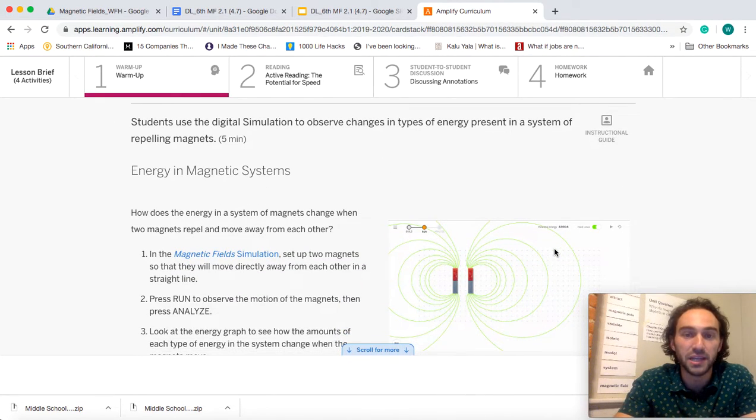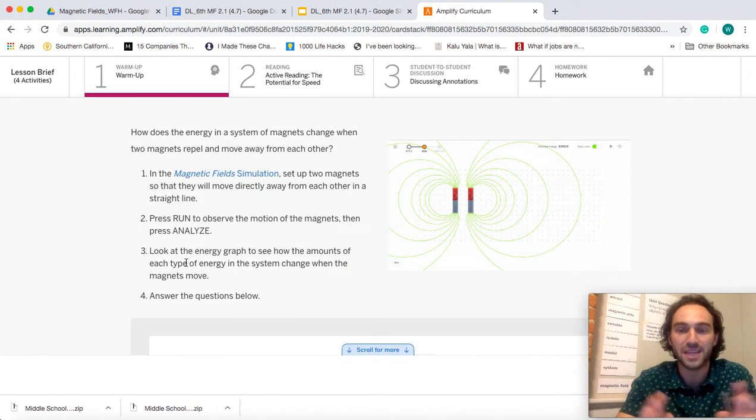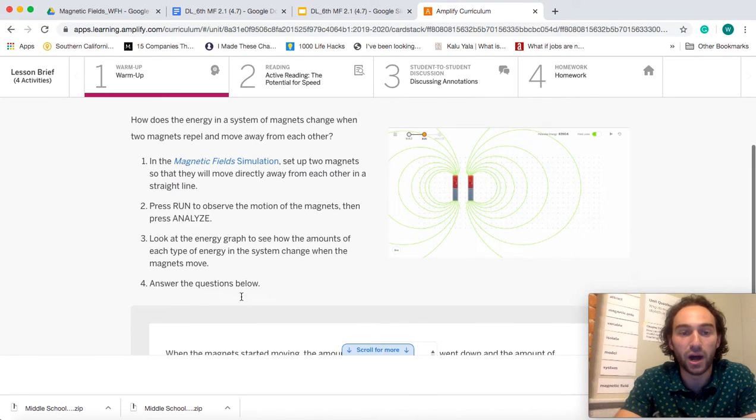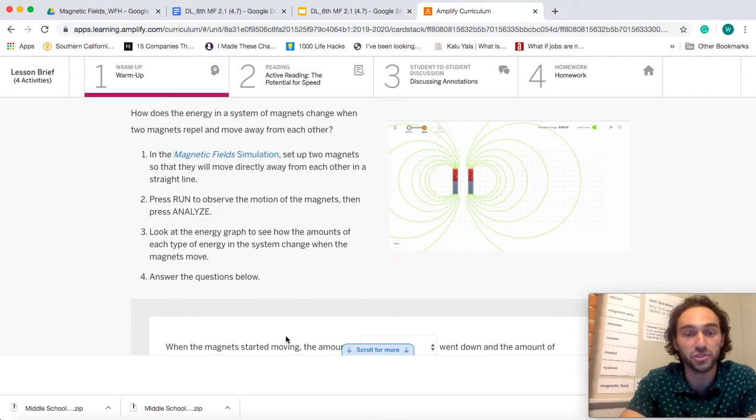And for your warm-up today, you're going to be using the magnetic field sim. The directions are really clear, and they're right here for you. Just set up a couple magnets to repel, run it, and then watch the energy graph on the top right. So you'll follow those directions.